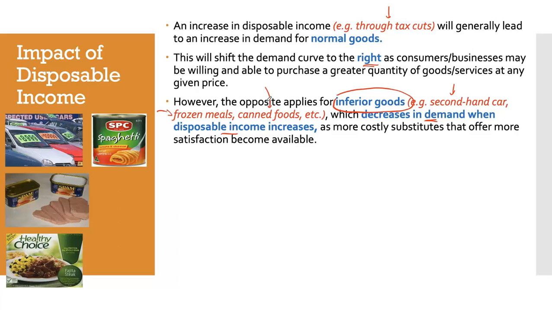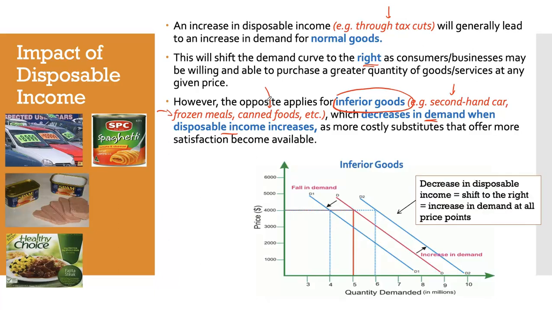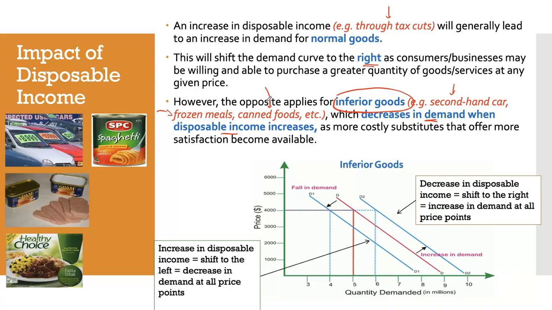So if disposable income goes up, it is likely that you're going to have a decrease in demand for inferior goods. So an increase in disposable income will lead to a shift to the left and a decrease in demand at all prices for inferior goods. A decrease in disposable income will shift demand to the right and increase demand at all price points for inferior goods, because these are the things that people buy when you have less disposable income.